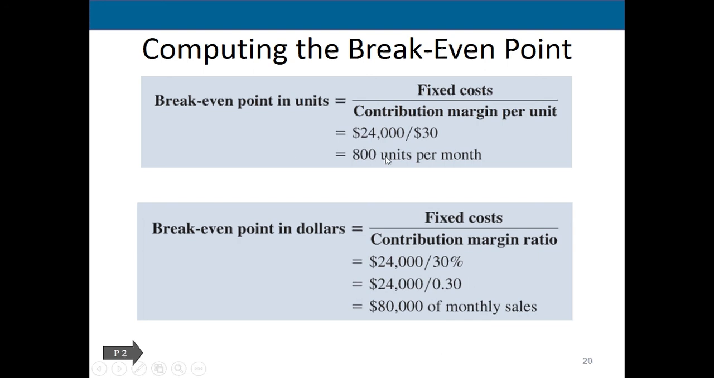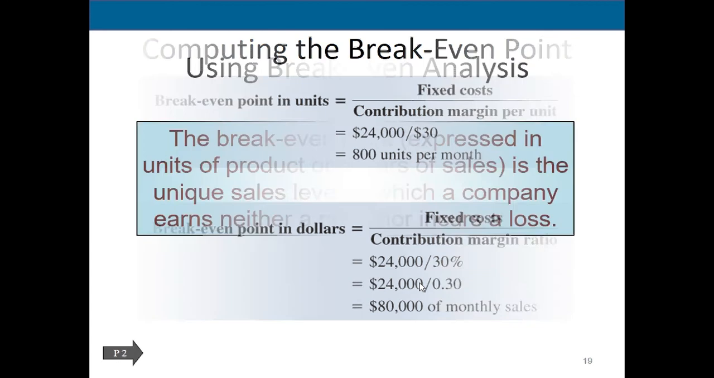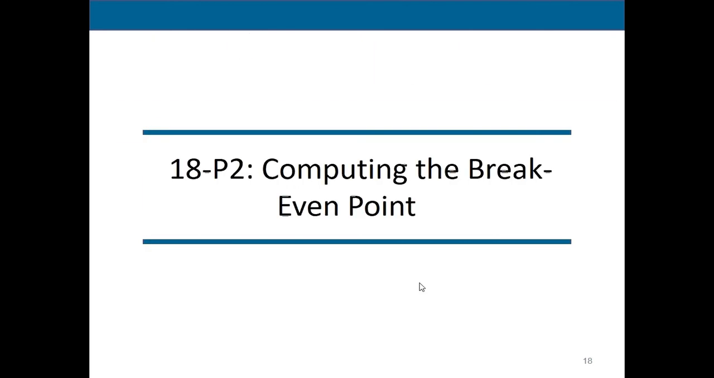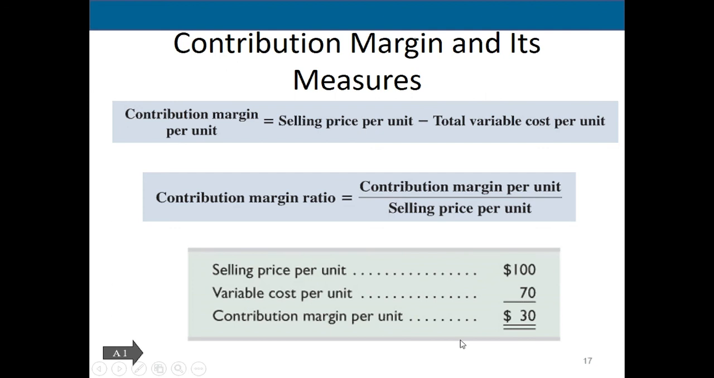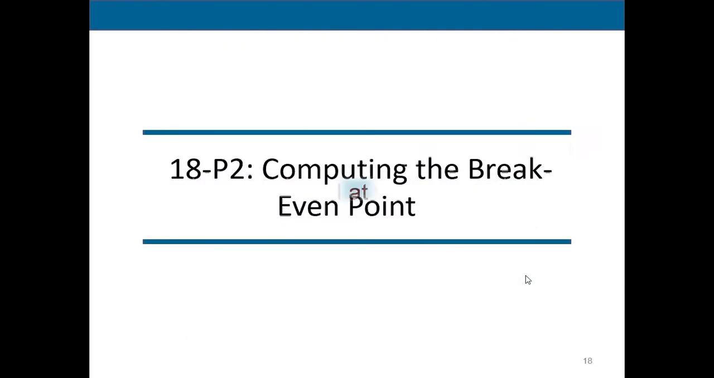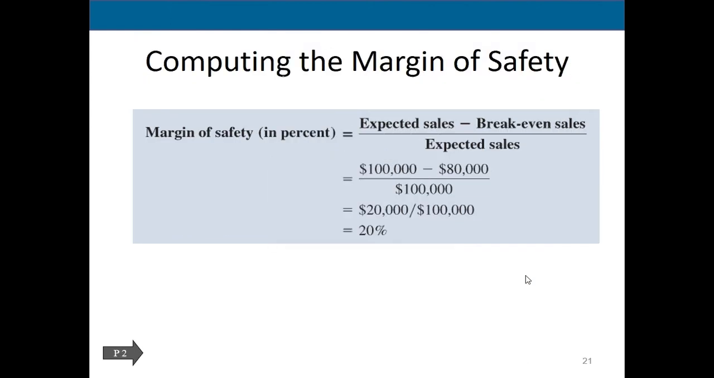So we must be selling them for what? $100 a unit, right? If we're selling 800 units, and we have to have $80,000 in sales, we must be selling for $100 per unit. And that's true, right? If I go back, you can see, there it is. I'm selling for $100 per unit. Okay, $100 per unit. All right.